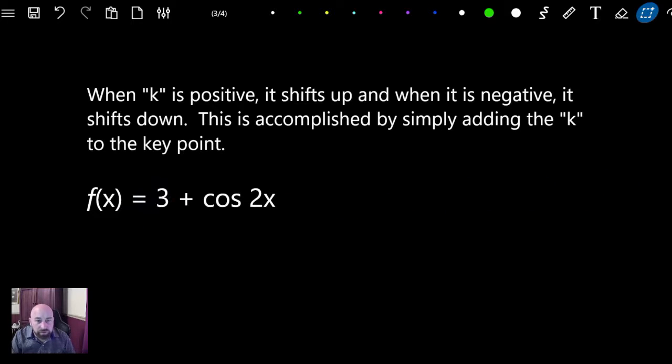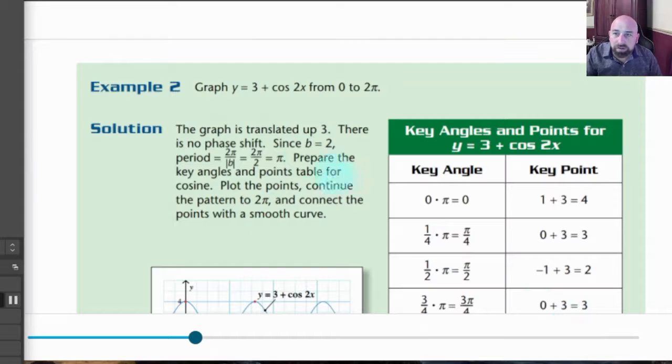Let's jump back over here to your book. We're on page number 85 now. Look what happens when we graph this. Function equals 3 plus 2x. Our 3 is being added to the key point. What does that mean? What's our key point? That's our up and down. Our key point is our up and down. Remember, that's our y coordinate. And so if we take that 3 in this case, this is super easy. If you have a positive 3, which is what we have, look at what we do to the key point. Every key point, we just add 3.